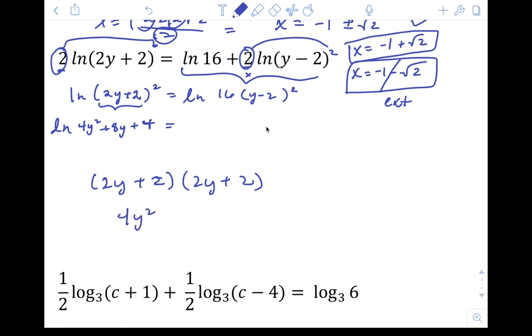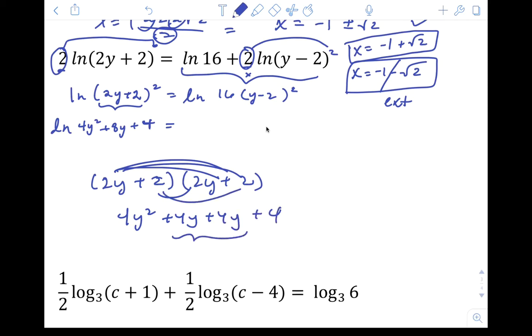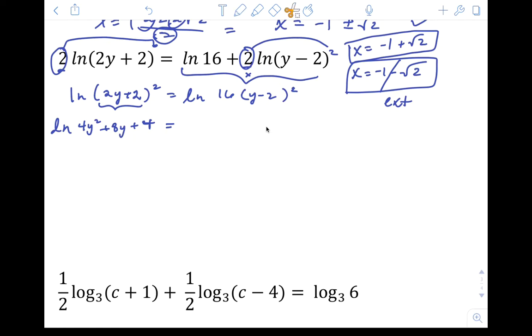So 4y squared, shoop, that was this one. And then there's that one, that's plus 4y, that's plus 4y, and that's plus 4. So that's where the 8y came from in the middle, in case you were curious, because I was just verbalizing and not actually showing you.